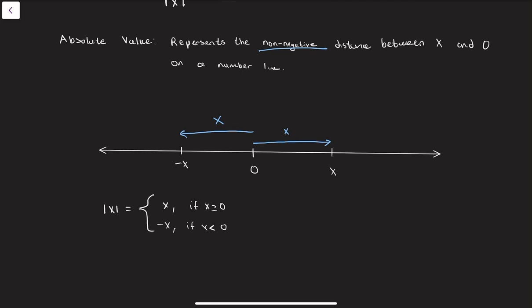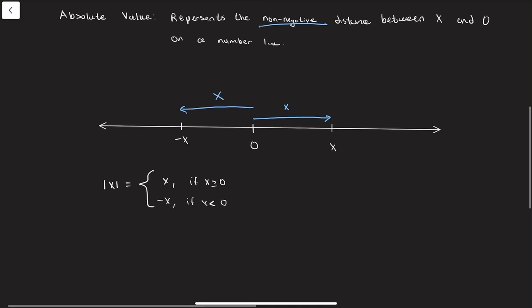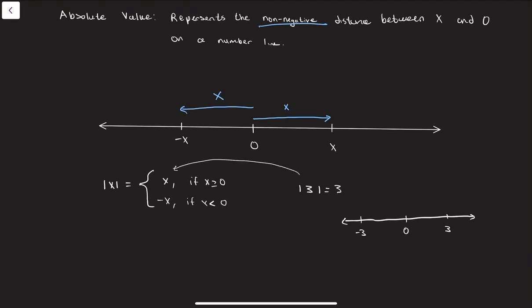But how does this make sense? Let's think about this. I'll do a quick example of this for you. Let's say we want to find the absolute value of 3. On a number line, let's have 0 here, 3 here, negative 3 here. We know that the absolute value of 3 is equal to 3, just by using this, since x is greater than 0.